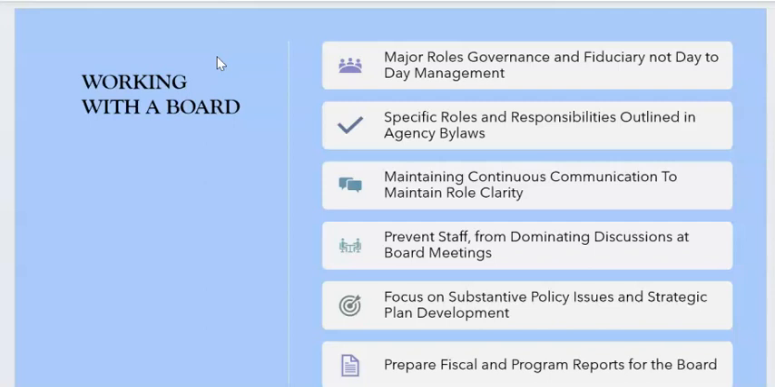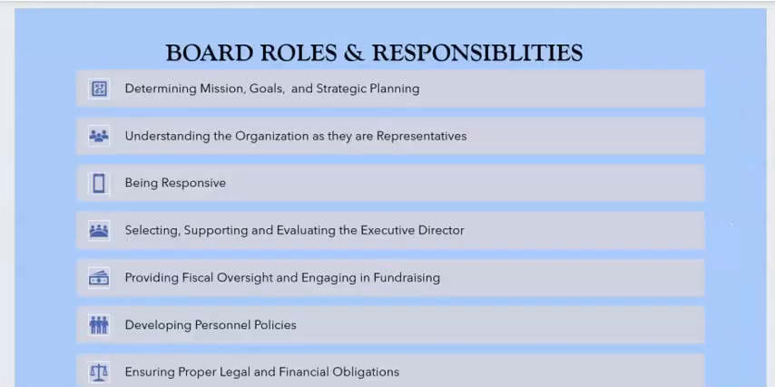in most nonprofits, it is the executive director who would at least be providing fiscal and program reports for the board. The goal is to have the board always aware of what's going on within an organization. Other board roles and responsibilities are to help in determining mission goals and strategic planning, to understand the organization as they are its representatives out in the community, to be responsive, that they are the ones that select, support, and evaluate the executive director.